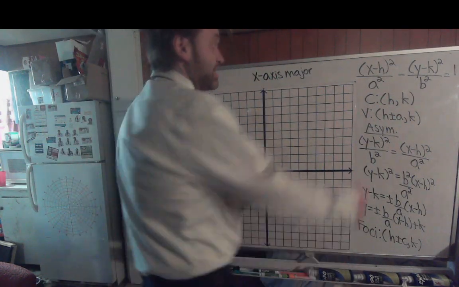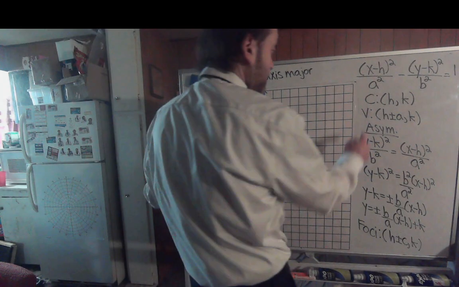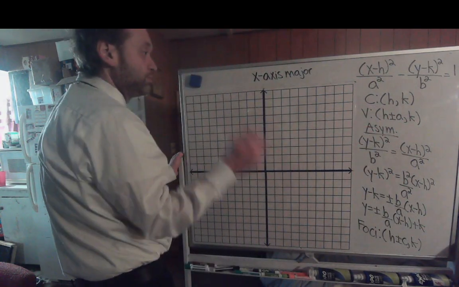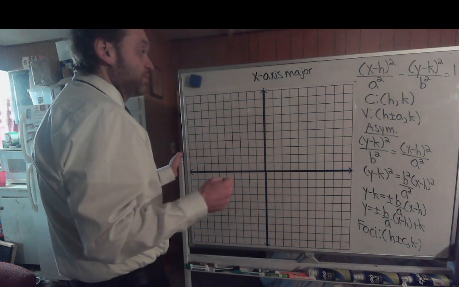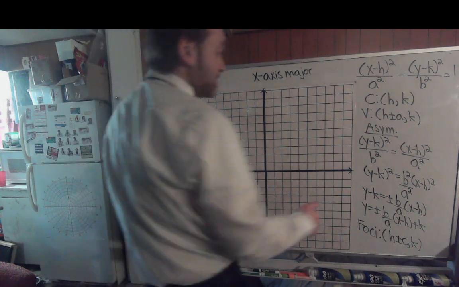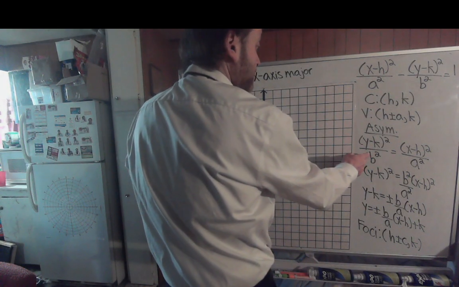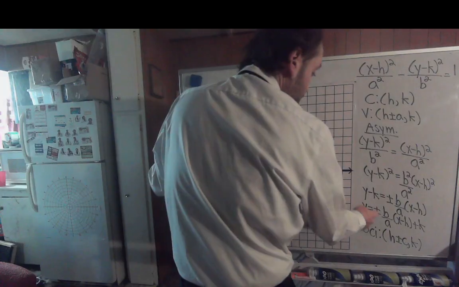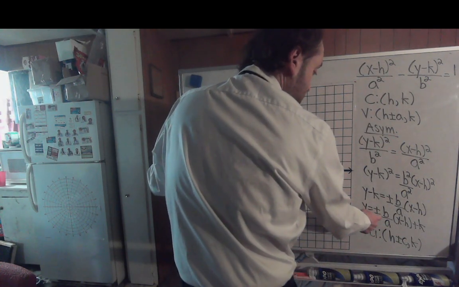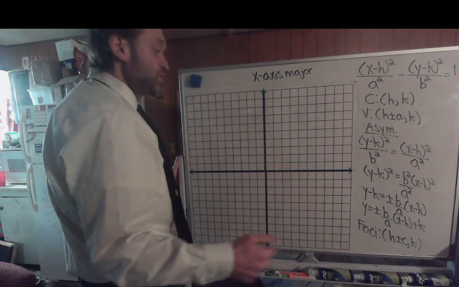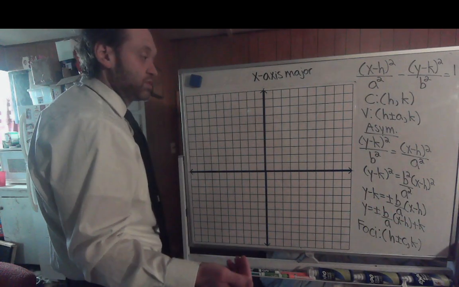Now, if your x-axis is your major axis, that means your vertices will be at h plus and minus a, and you'll leave your y-coordinate of k alone. Now, when you go to find your slant asymptotes, because those still come into play, you're going to set (y minus k) squared over b squared equal to (x minus h) squared over a squared. And then you'll eventually solve for y. You'll get y equals plus and minus b over a times the quantity of (x minus h), plus k. So you'll get two lines in slope-intercept form for your slant asymptotes.